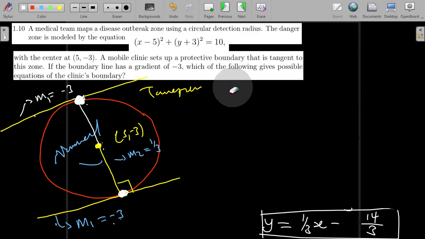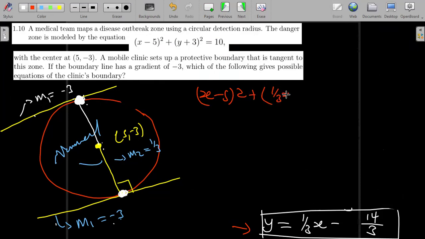Okay, so wherever there's y in the equation of a circle, I'm going to replace with this. So it will be x minus 5 squared plus, wherever there's y, I'm putting this, so minus 1 over 3 x minus 14 over 3.